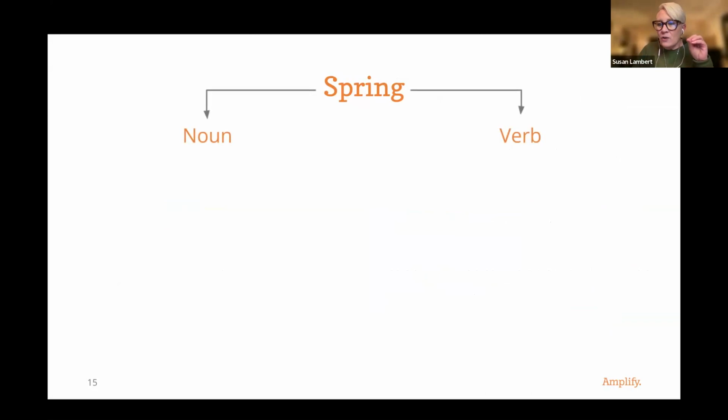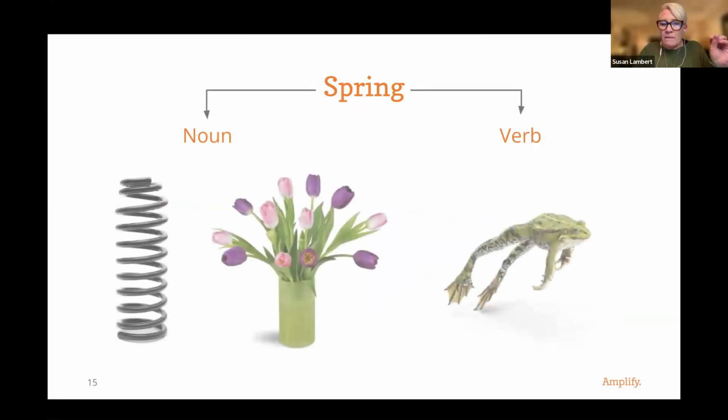Is it a noun that you have in your image about a spring, or is it a verb? Maybe it's one of these. Hopefully it's one of these. There's probably others, right? These multiple meaning words.